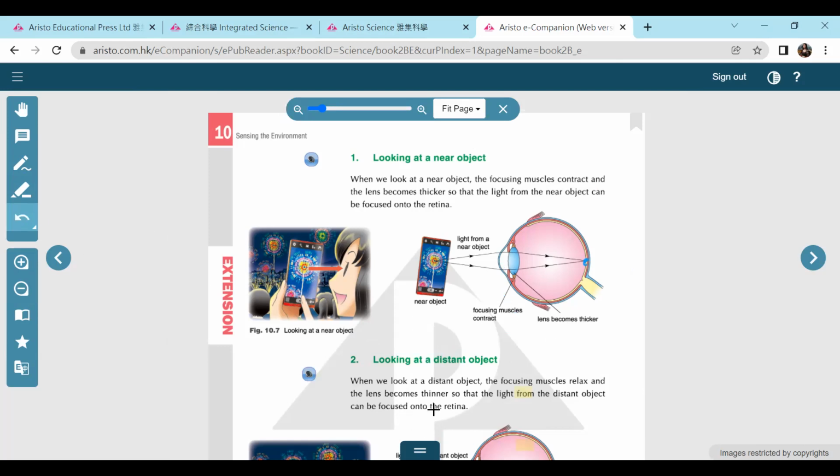But when we look at a distant object, the focusing muscles relax and the lens becomes thinner so that the light from the distant object can be focused onto the retina.